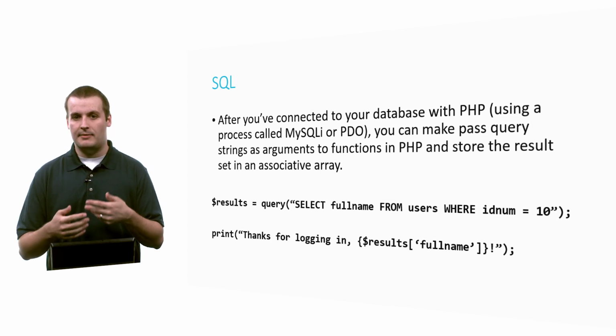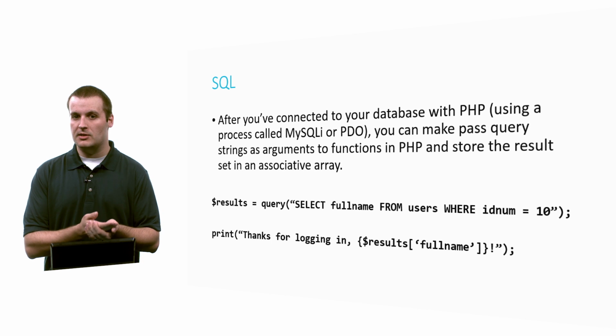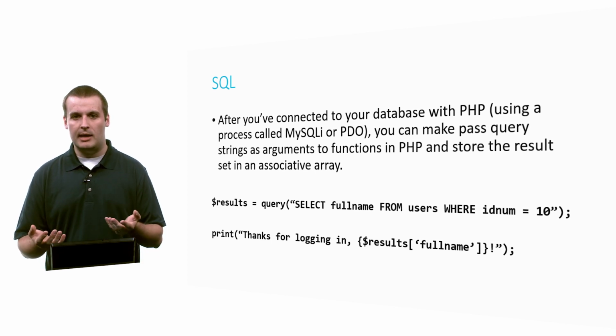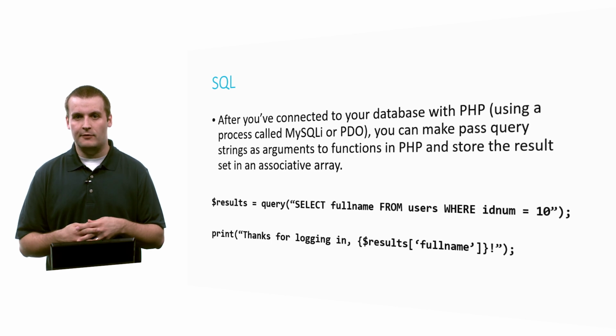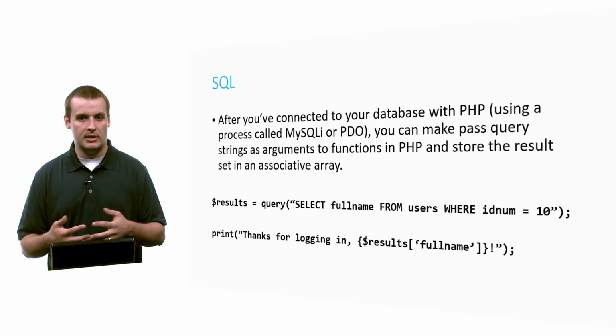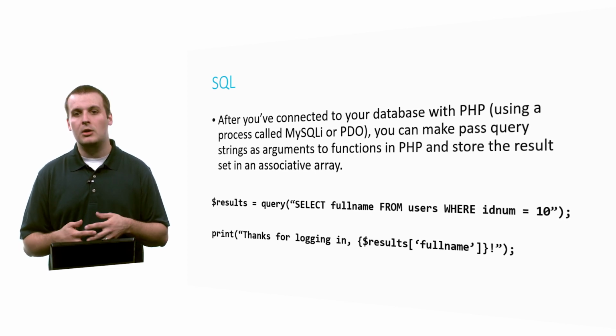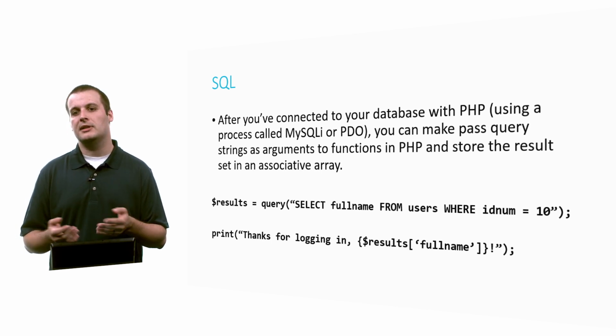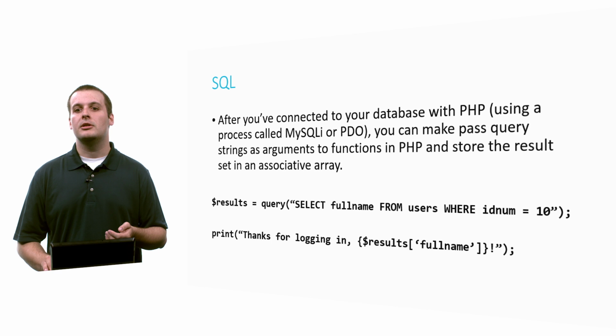And so all I'm doing now, now that I stored the results of my query in results, is this: it's an associative array, and the full name is the name of the column I was getting. So that's my key into the results associative array that I want. So "Thanks for logging in, $results full name" will print out. It'll stick right in between those curly braces, Jerry Seinfeld. And I'll actually print out the message, "Thanks for logging in, Jerry Seinfeld."